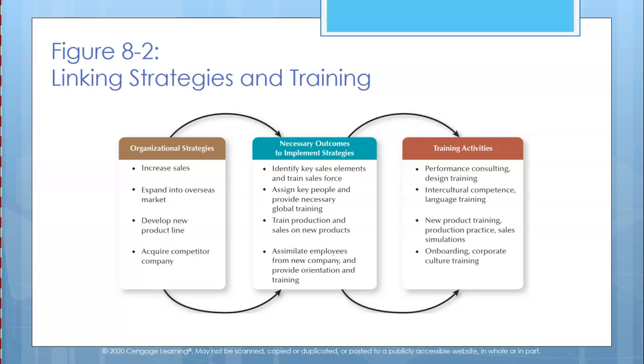And that produces what we refer to as training activities. So what you're looking at is what's your organizational priority, number one? What outcomes are we hoping to have to get that strategy? In other words, what do you have to do to make that strategy come to fruition? And finally, what kind of training do you need to provide to be able to make that happen? All of this stuff ties directly together.